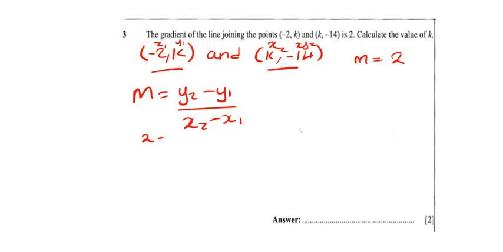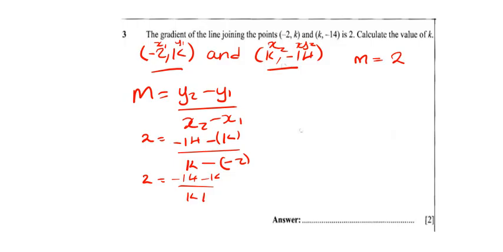So I'm going to have 2 is equal to y2, which is negative 14, minus y1, which is k, over x2, which is k, minus x1, which is negative 2. So you say 2 is equal to negative 14 minus k over k, negative 1 multiplied by negative 2 becomes positive 2, or you can say negative multiplied by negative 2 is positive 2.